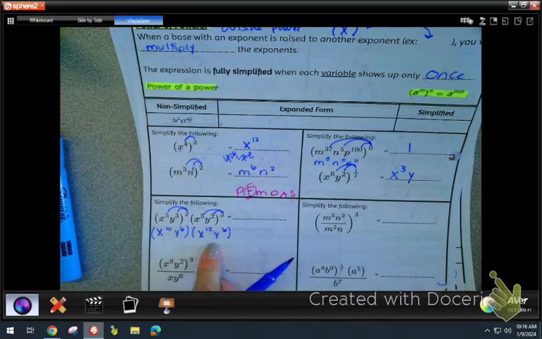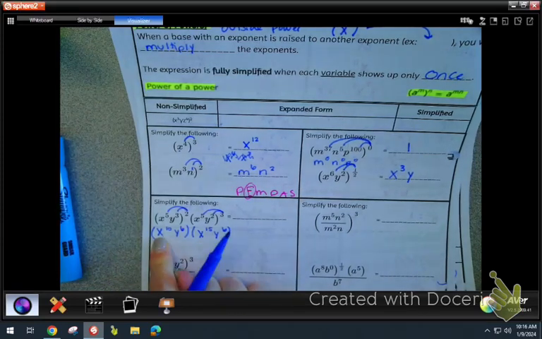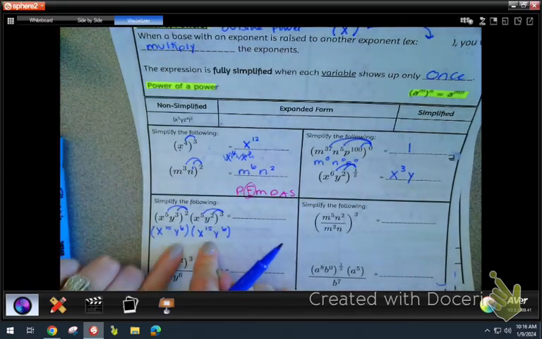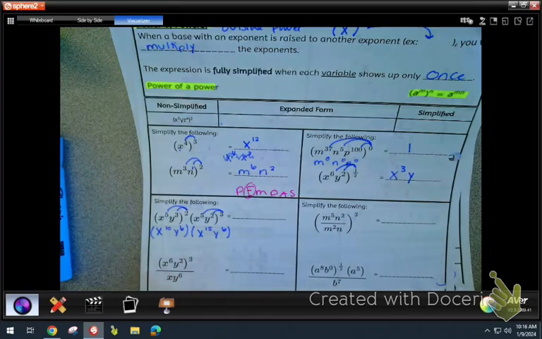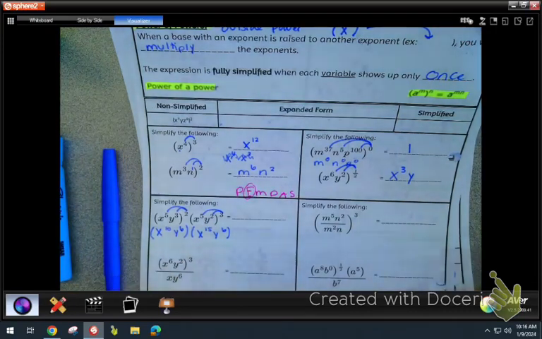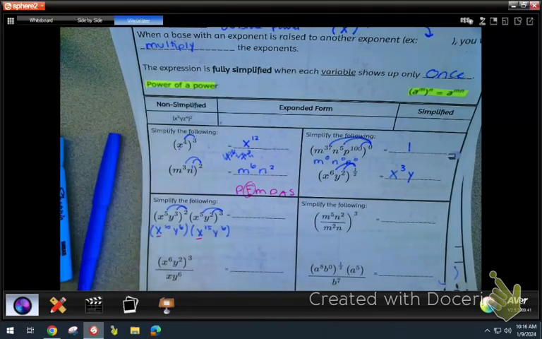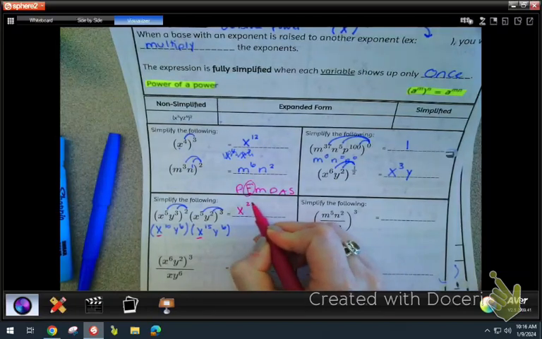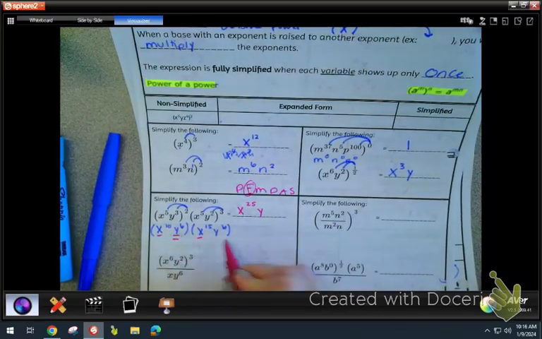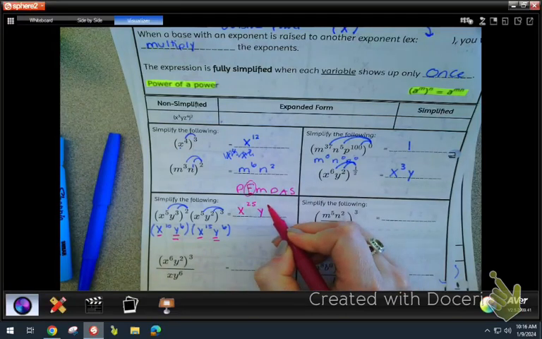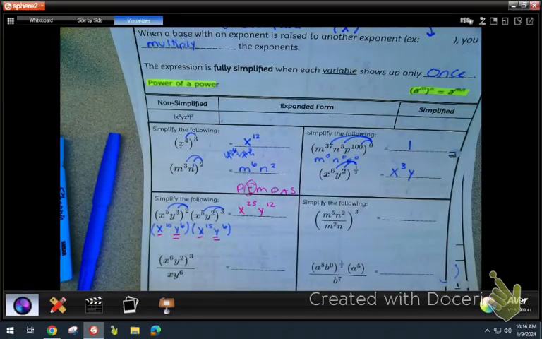Now, are we done? Are we finished with this problem? No. How many x's do I have? 2. How many y's do I have? 2. I'm done when they show up only one time. So now I'm going back to, what rule is this? What am I going to do with those exponents? I add the exponents now. X to the 10 plus 15 is 25. Y to the 6 plus 6 is? And we're done there.